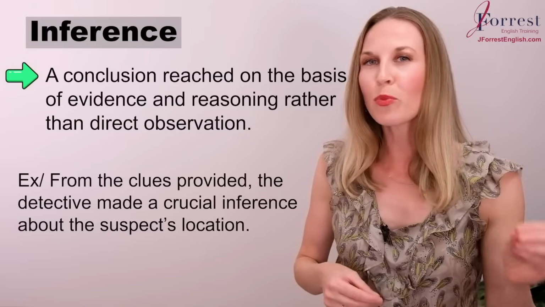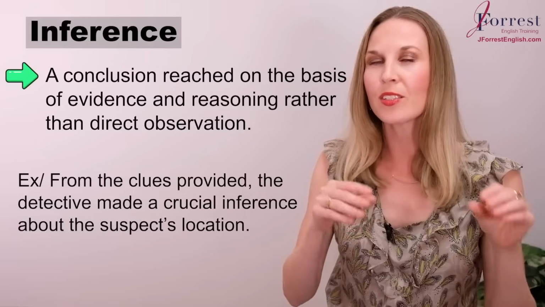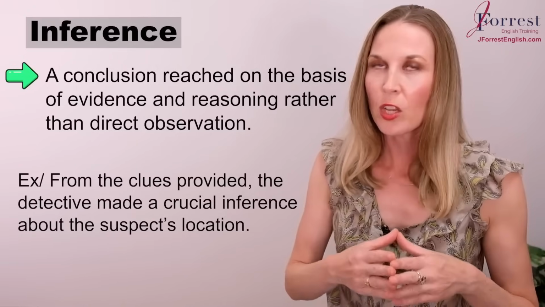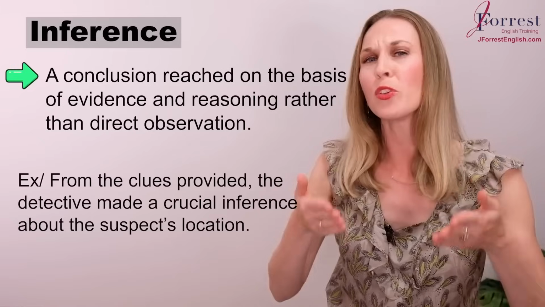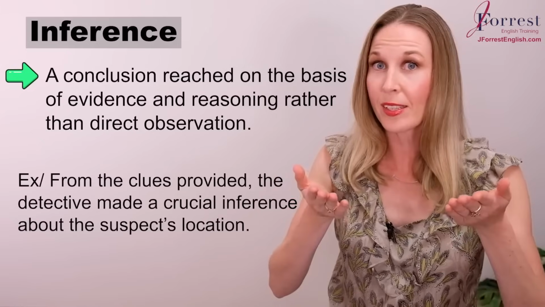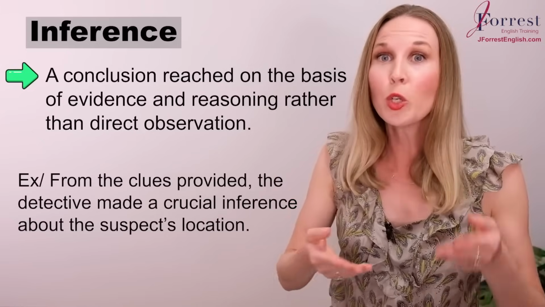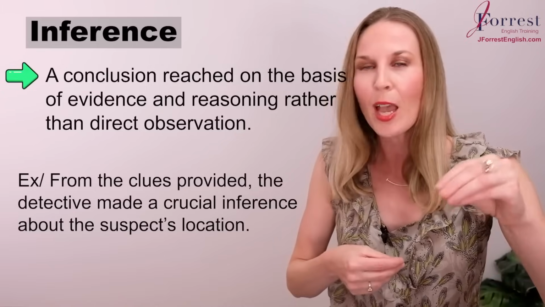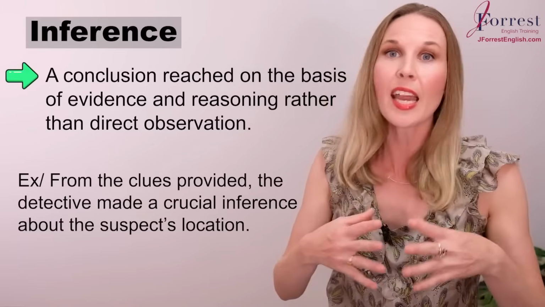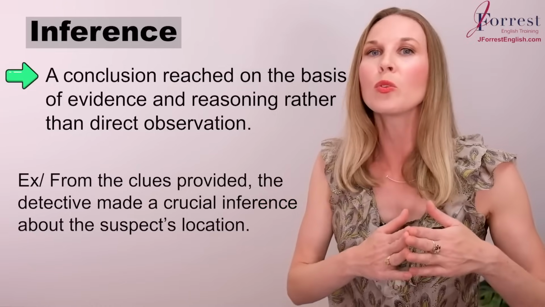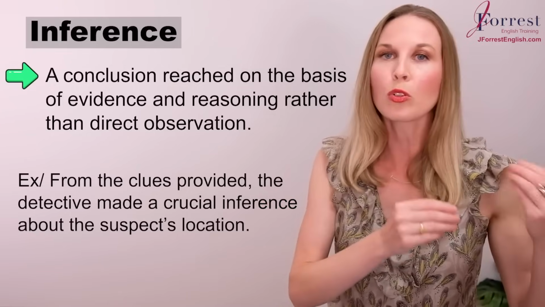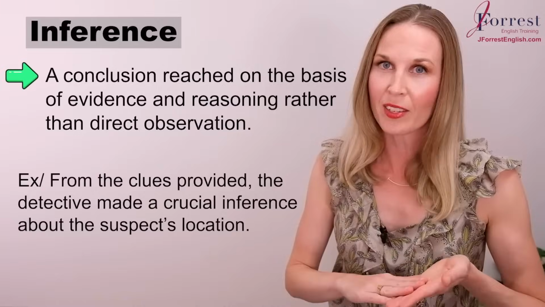So the detective reached a conclusion about the suspect's location, not based on observation, because if you could observe where a suspect is, well, then you would know exactly where that person is. But the detective didn't know. He had to use inference, the clues, to determine that.